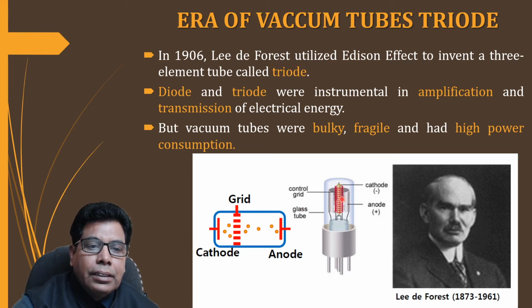You can see here this is the control grid, this is the cathode, and this is the anode, and this is the glass tube, and these are the connectors. So this is the picture of De Forest. He invented this triode in 1906. This triode was instrumental in amplification and transmission of electrical energy. Here amplification means it is multiplying the energy in one form, and then the energy is transmitted.